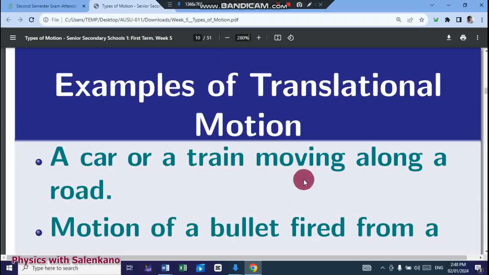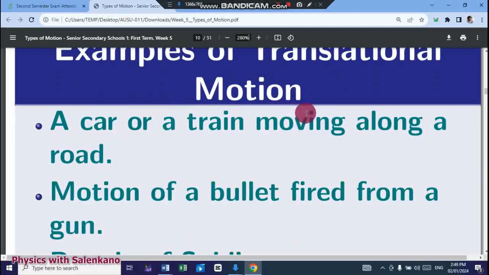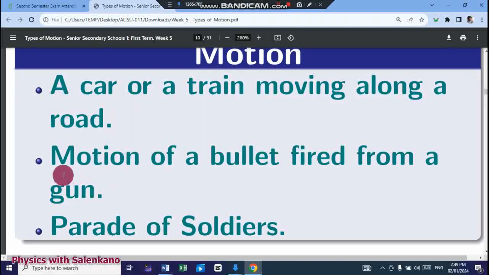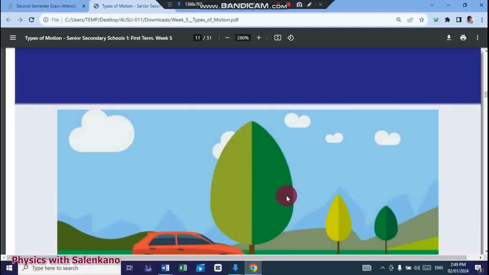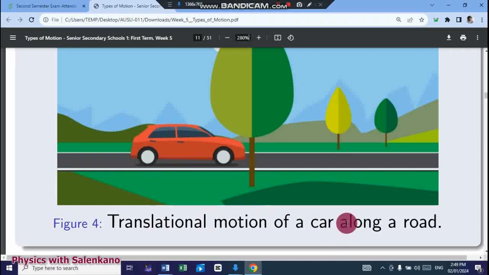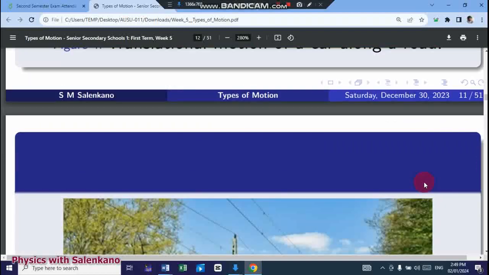Here are a few examples of translational motion. The first one is a car or a train moving along a road. This is a translational motion. It moves from one point to another point. Motion of a bullet fired from a gun and parade of soldiers. We will see these examples in images. Here we have translational motion of a car along a road. Here is the car. It moves from one point to another along a road, and this is why we call it translational motion. A single direction is involved.